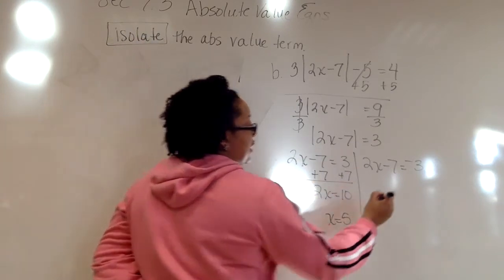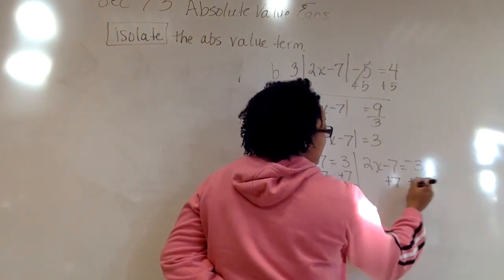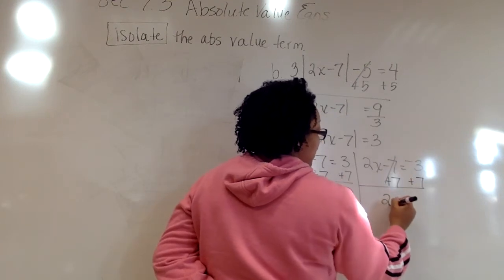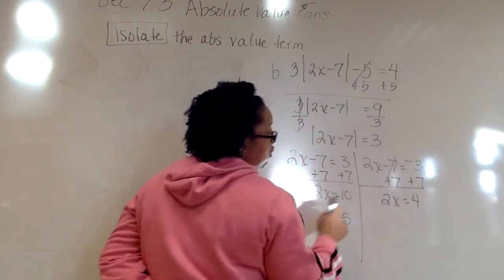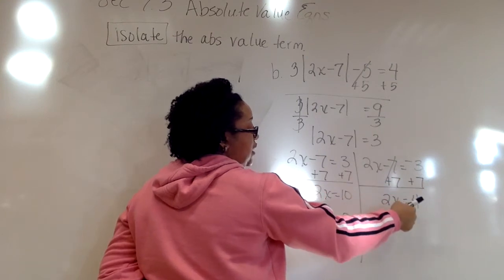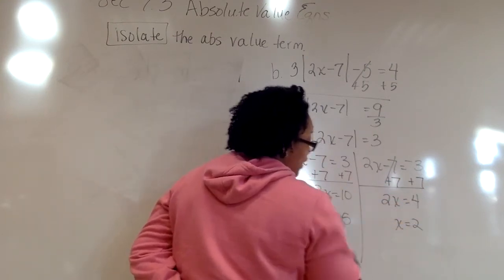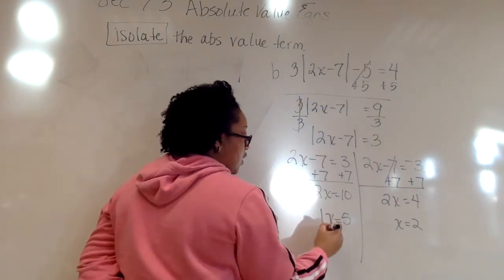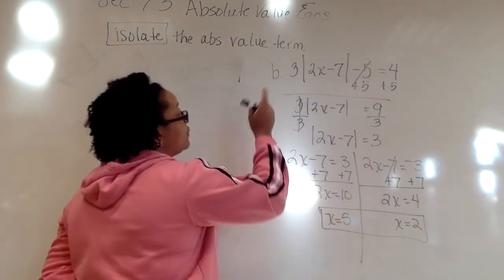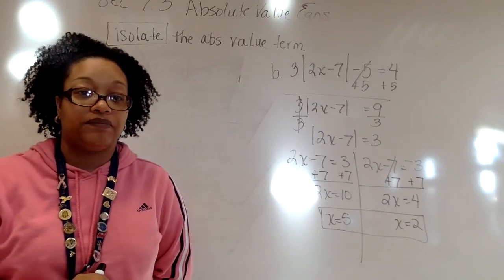So we'll do the same thing. Other side. Add 7. 2x is equal to positive 4. Negative 3 plus 7 is positive 4. Divide both sides by 2. X equals 2. So here are your 2 solutions for this equation.